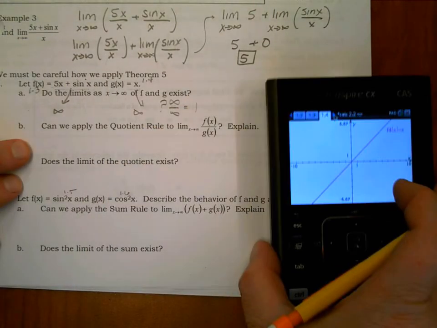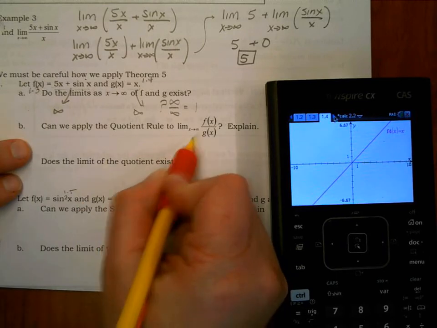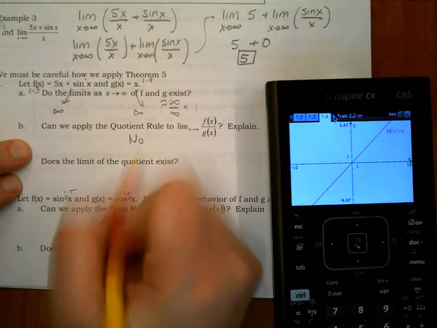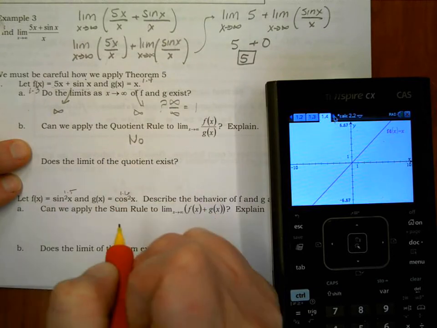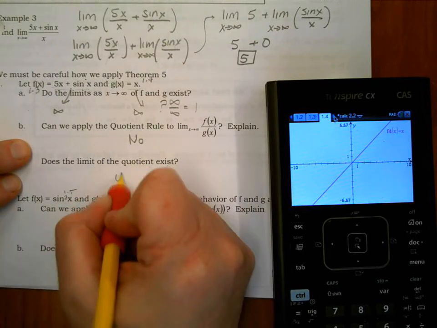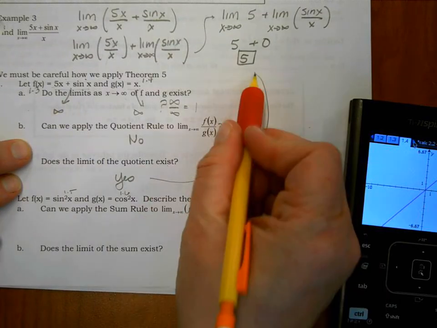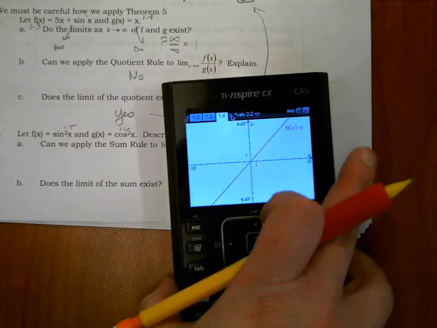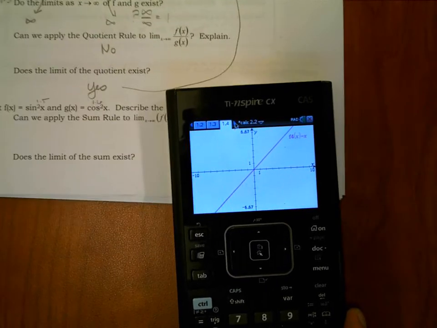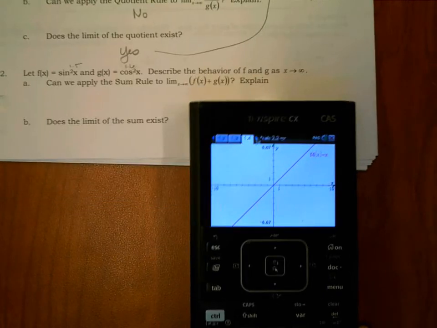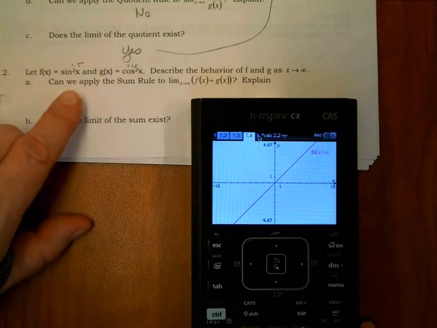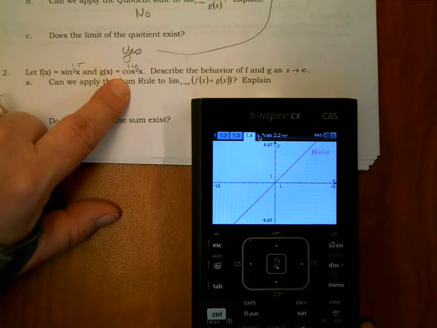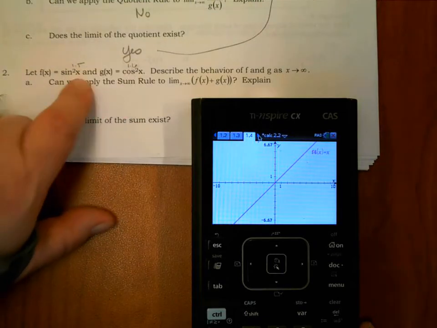So it says, can we apply the quotient rule to f of x over g of x, right? So no, that doesn't make sense. But does the limit of the quotient exist? Yeah, we got an answer right here. All right, so the idea is that we just kind of have to be careful about how we're using those properties. And it's going to be the same idea with this second one. Again, it's asking if we let this be f of x and this be g of x to find the behavior of each of those.